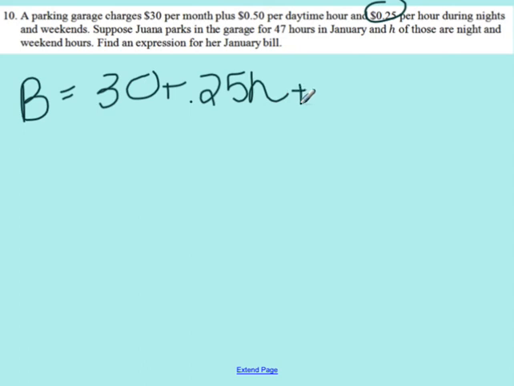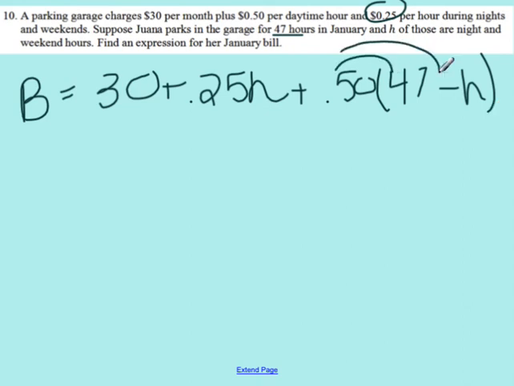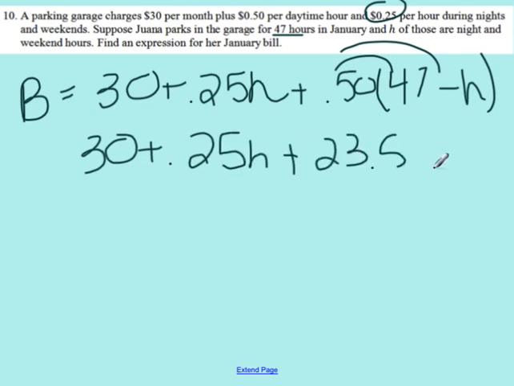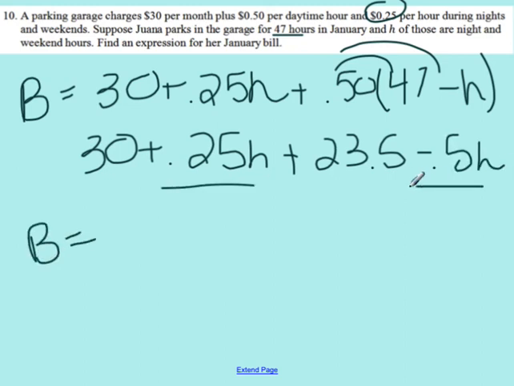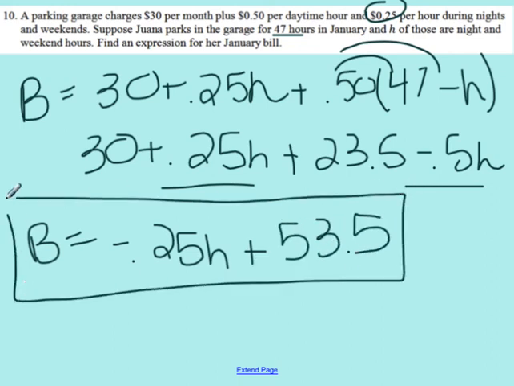Now, what we want to do is figure out the number of daytime hours. So that's going to be 50 cents, and to get the number of daytime hours, we're going to take our total number of hours and subtract the amount of hours that were on the nights and weekends. So now we're going to simplify. I'm going to distribute that in, and I get 30 plus 0.25H plus 0.50 times 47 is 23.5 and a negative 0.5H. Again, I want to combine like terms. So 0.25H minus 0.5H is a negative 0.25H. And then 30 plus 23.5 is going to give us 53.5. So this is our total for our bill.